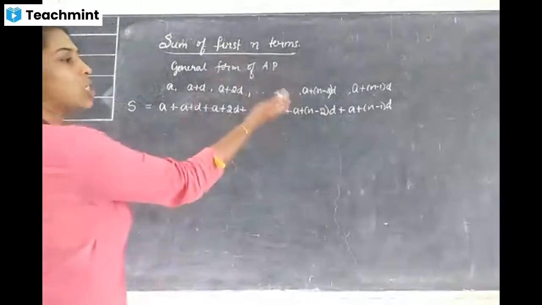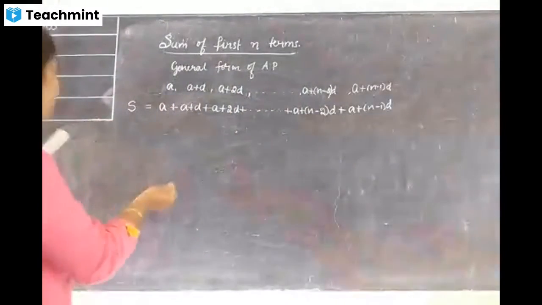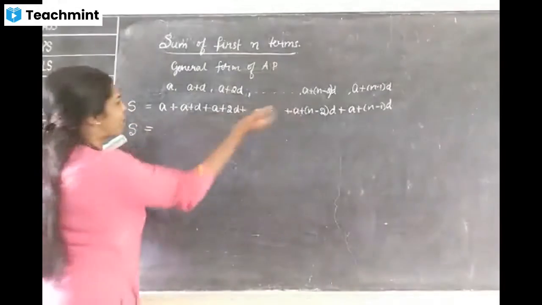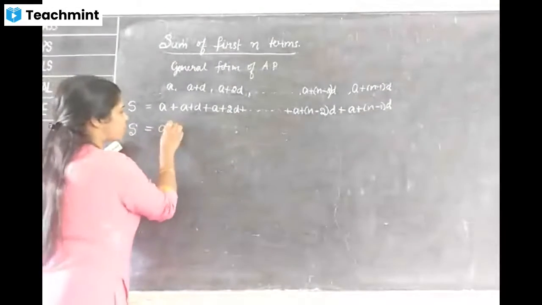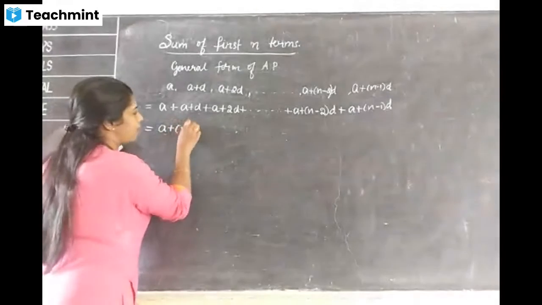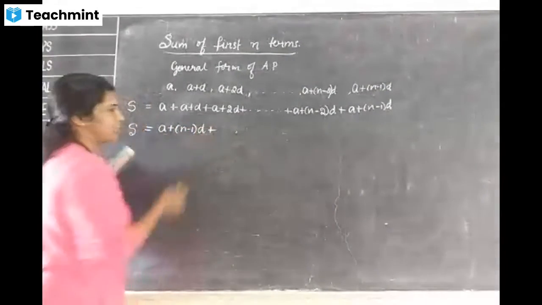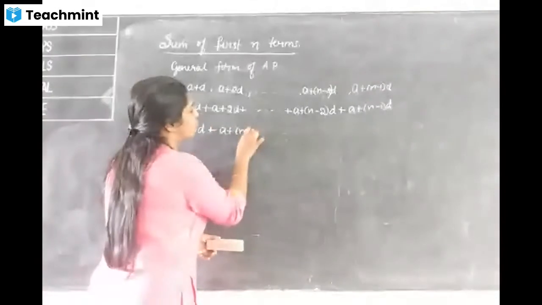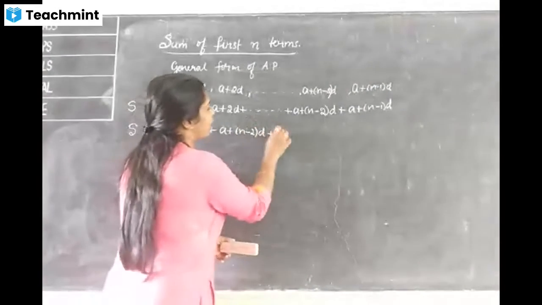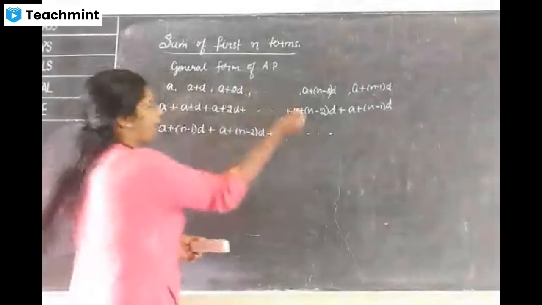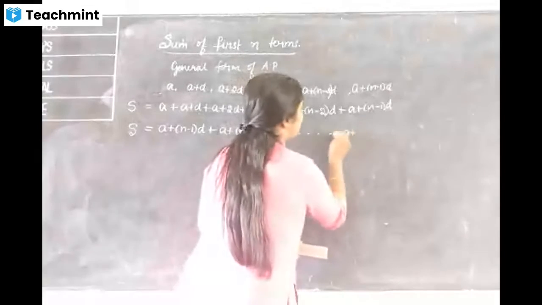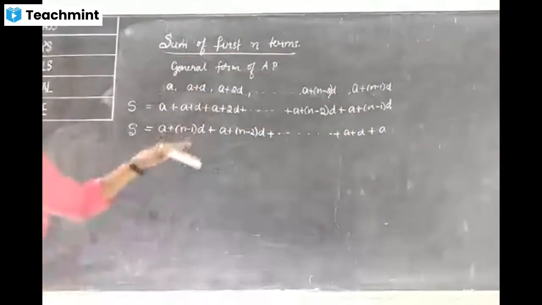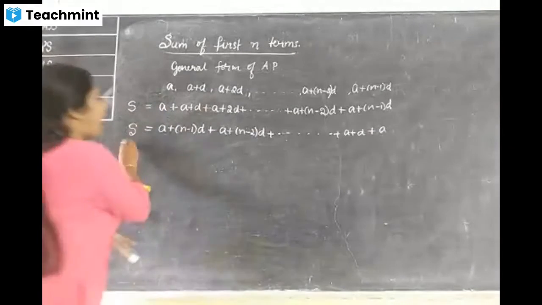Reverse means from the last we have to write S only. The last term is a plus n minus 1 into d. Before that, a plus n minus 2 into d. Here I write the first term at the end: a plus d plus a. So these two sums I will add now.